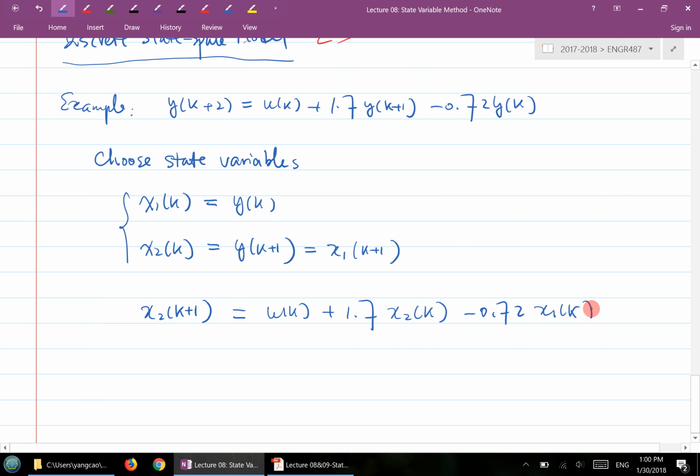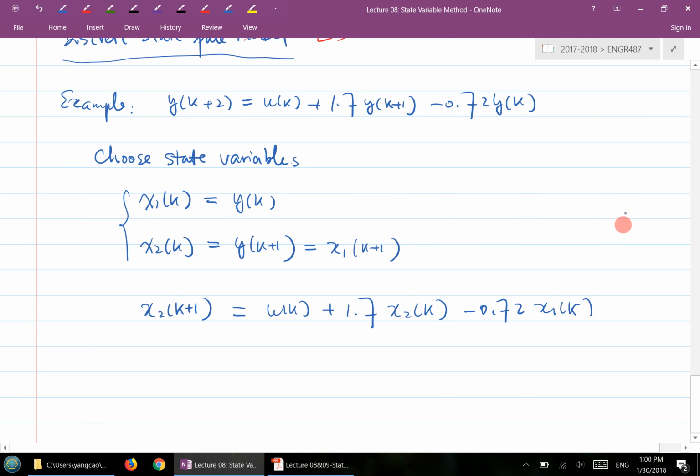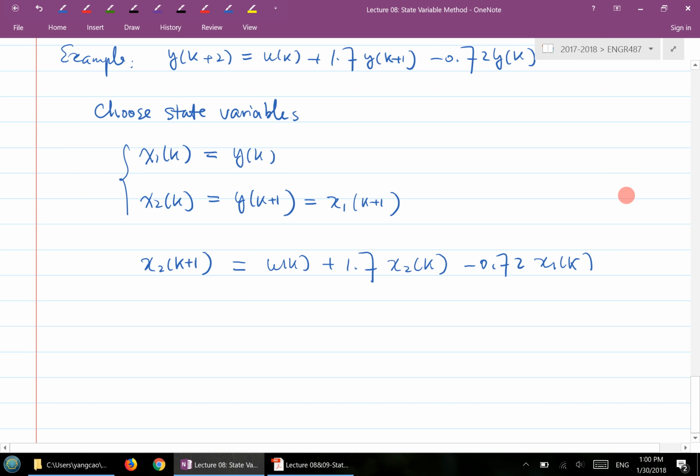So now the original difference equation is transformed into a completely different view, using the selected state variables. Here is one equation, for x2 of k plus 1, and this is another one here. This one, x1 of k plus 1, is equal to x2 of k, right? So x1 equals x2. I'm going to write this one on top of this: x1 of k plus 1 equal to x2 of k.